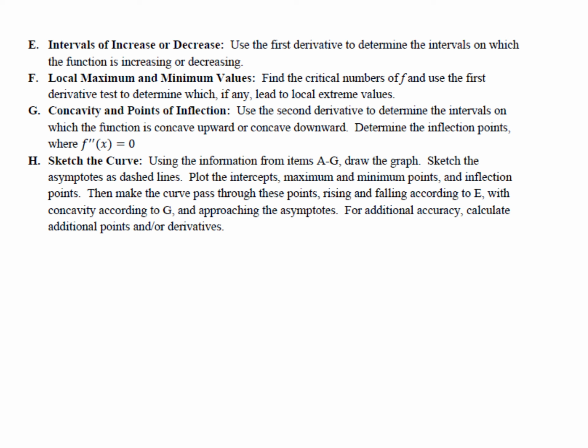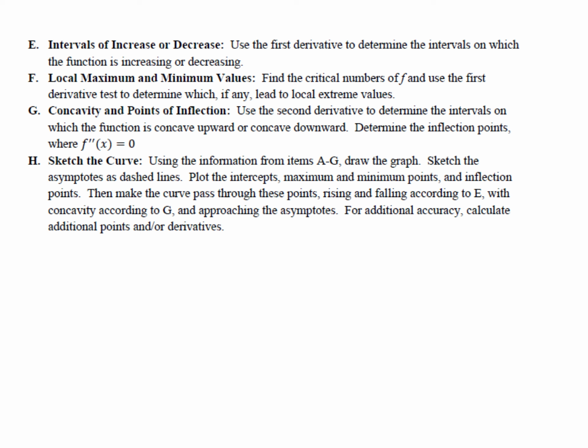Along with that, we have concavity and points of inflection. Those pieces of information come from the second derivative. So we definitely want to take the second derivative and see what that tells us about our graph. And then finally, once we have all that information, we want to sketch the curve.